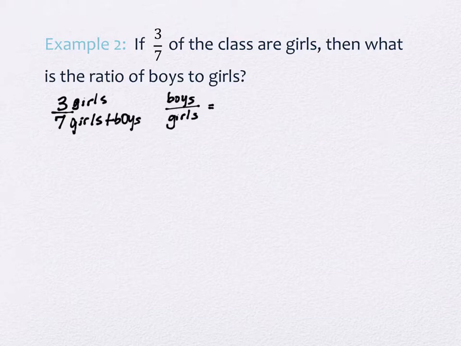So the girls is the 3 I already started with. But what would the boys number be represented as? 4, right? So of this one who are girls and boys, we know that there are 3 girls. So the other one must be 4 boys. So there's 4 boys. So this is a 4 to 3 ratio, or you can write it as 4 to 3 like that.